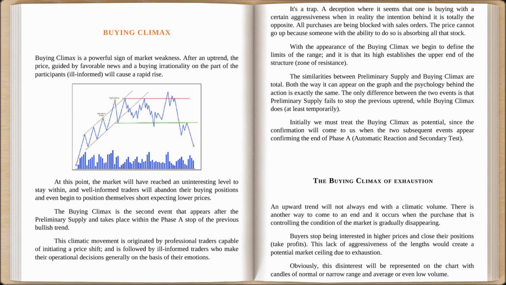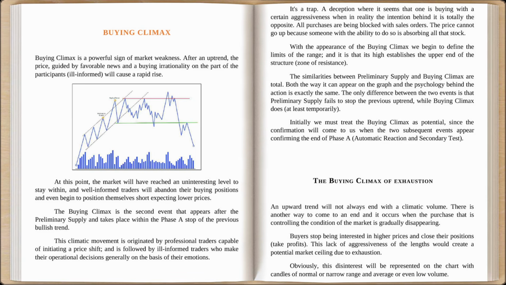All purchases are being blocked with sales orders. The price cannot go up because someone with the ability to do so is absorbing all that stock. With the appearance of the buying climax, we begin to define the limits of the range, and its high establishes the upper end of the structure, the zone of resistance.